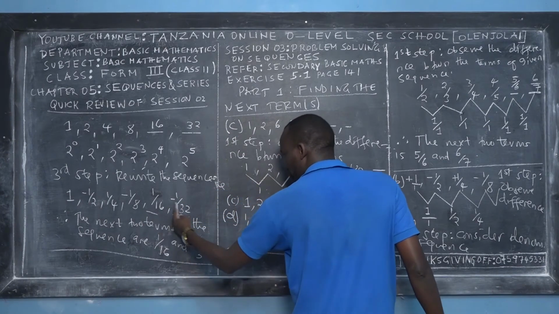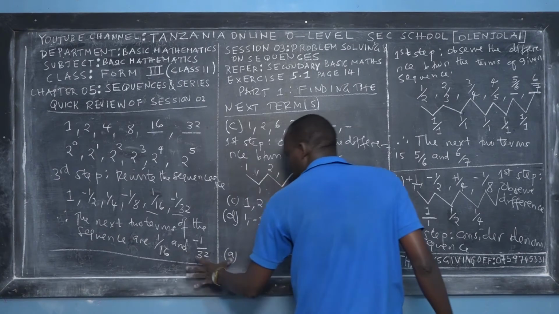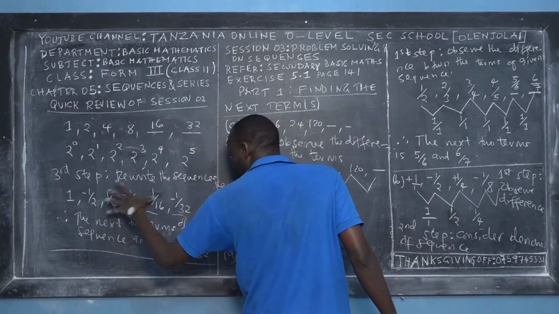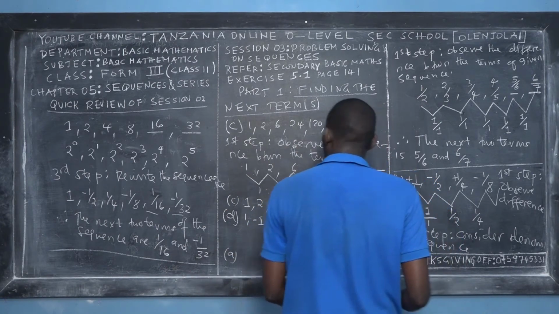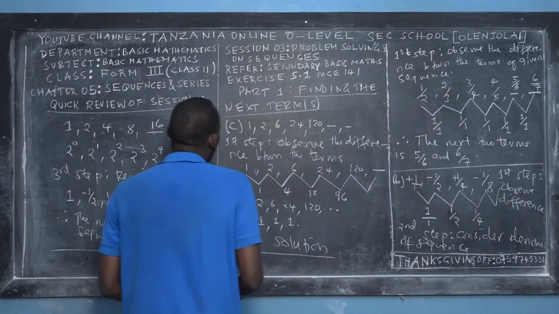So this will be positive terms and this will be negative terms. That's why we concluded that the next two terms after these four terms will be 1 over 16 and the negative 1 over 32. So if that's the case, now we are going for part C.